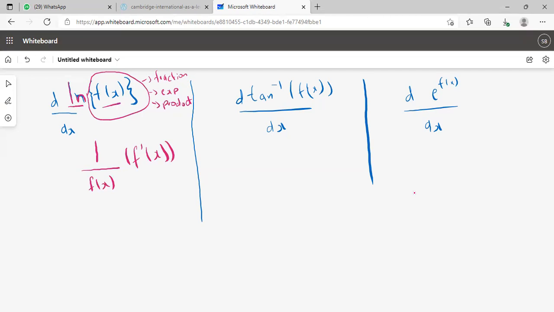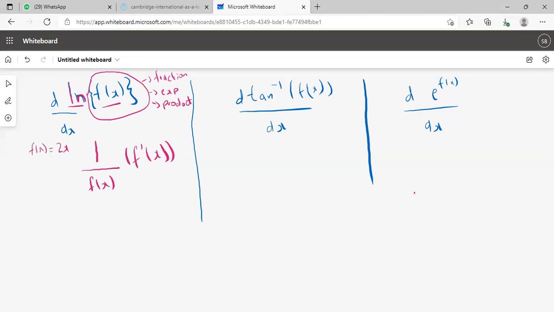Okay, so for natural log, you'll have ln. After ln there will be a function. That function could be a fraction, it could be an expression, it could be a product. You simply need to note down f of x. Let's say f of x is 2x.